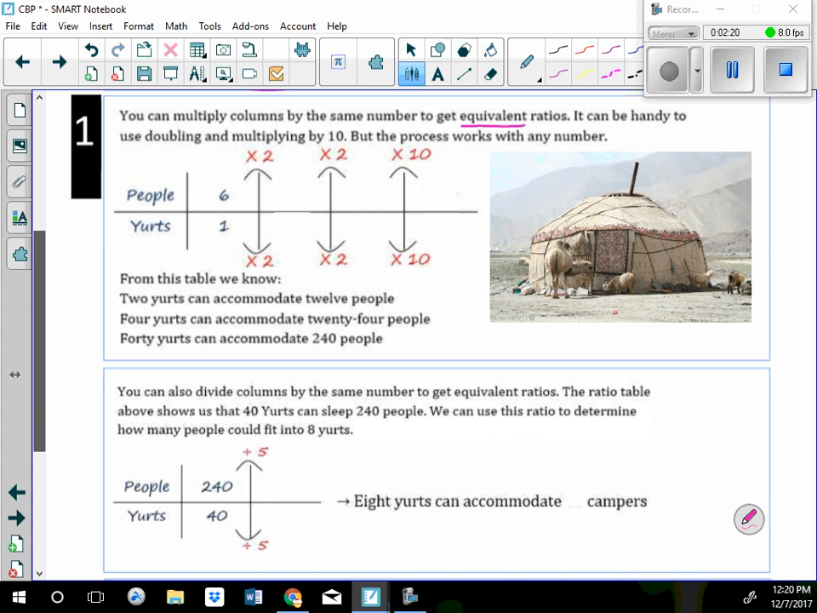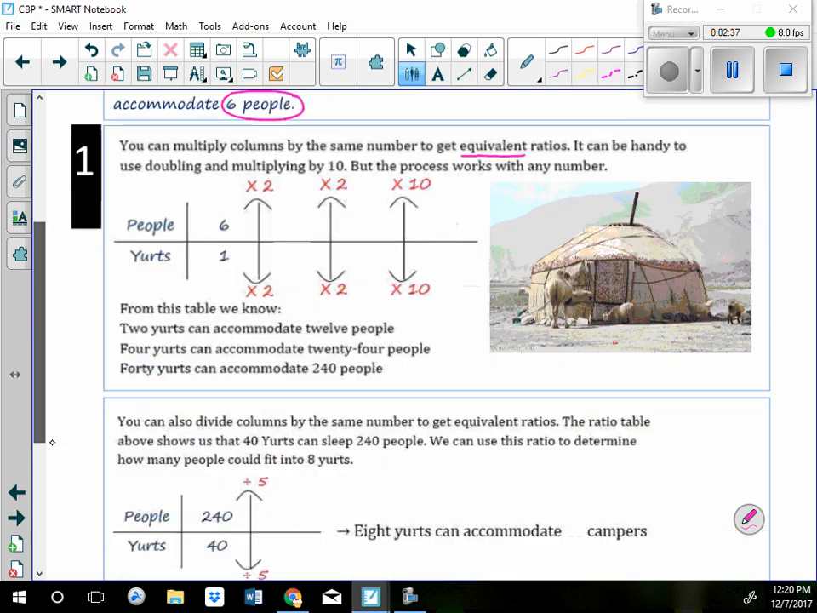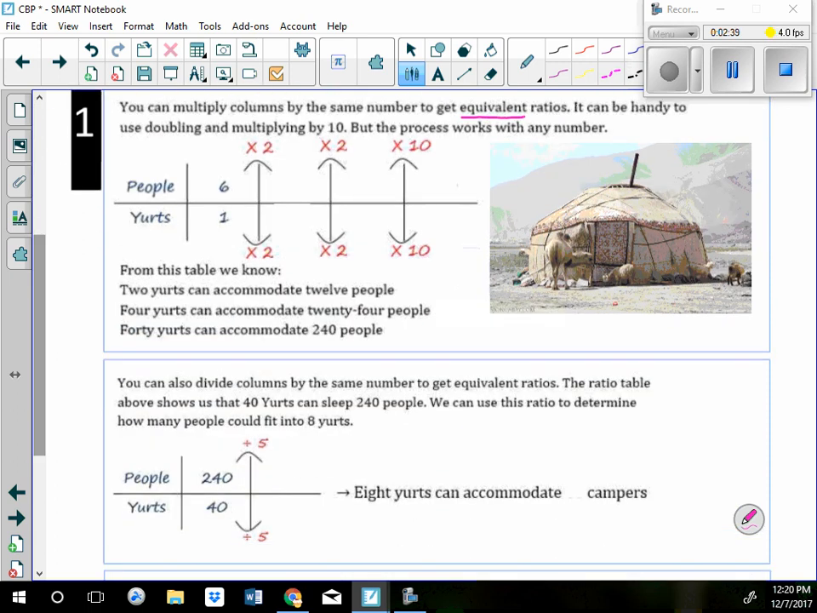Yeah? Why does it have the 6 on top and the 1 on bottom? Good question. Should we want to have the bigger number on the bottom? It doesn't really matter. But what we do know from this first part that we read is that each yurt can accommodate 6 people. So for every 1 yurt, it holds 6 people. Okay? Now, I'm going to show you just how we can use this multiplication.